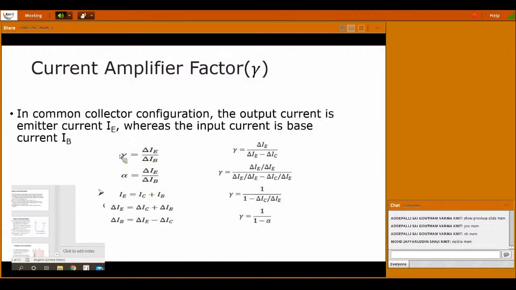Next, the current gain of common collector is the change in IE with respect to the change in IB, because here the output current is the emitter current and the input current is IB. So the ratio of output current to input current yields the current gain in common collector, which is gamma. So gamma is equal to the change in IE with respect to the change in IB.